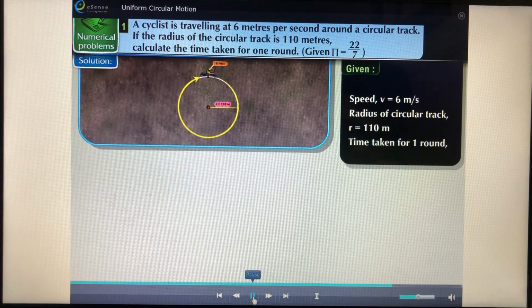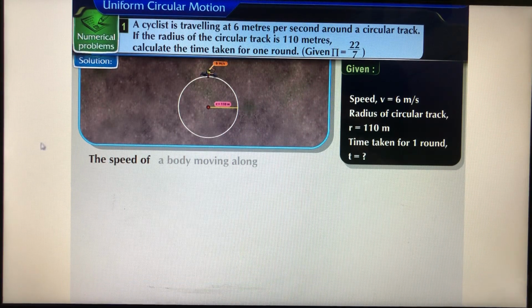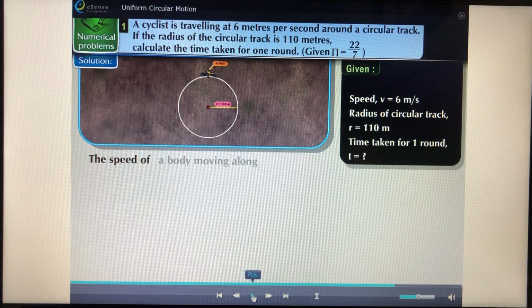To find: time taken for one round, that is t. In examination or in homework, you have to write only this. Don't write the word speed. V is equal to 6 meters per second. Number 2, R, that is radius, we write only R: 110 meters. And last one, T is equal to question mark, like this. So you have to write like this.